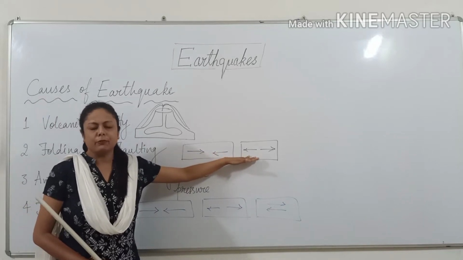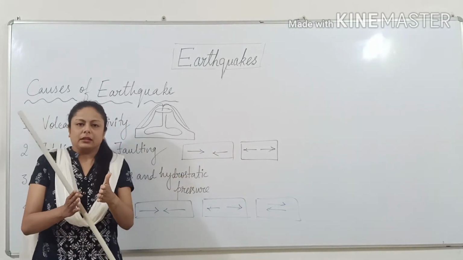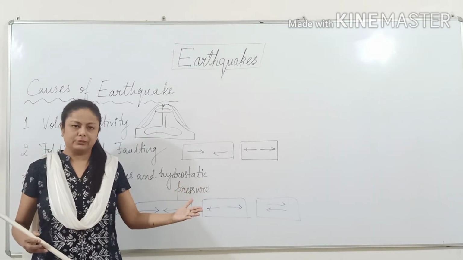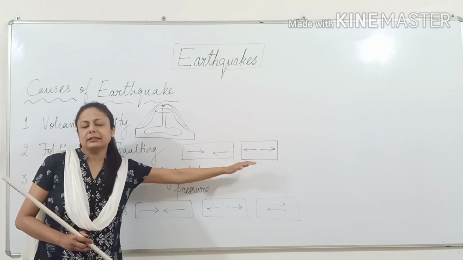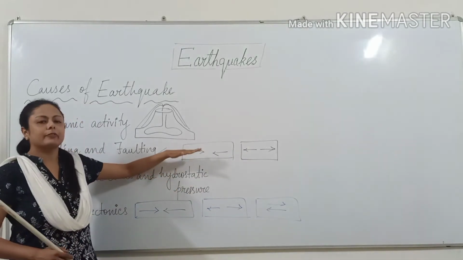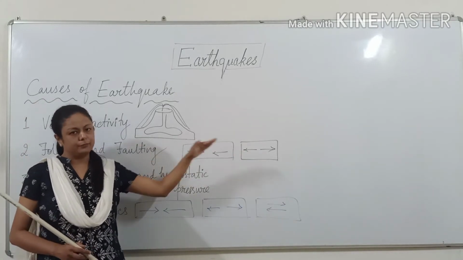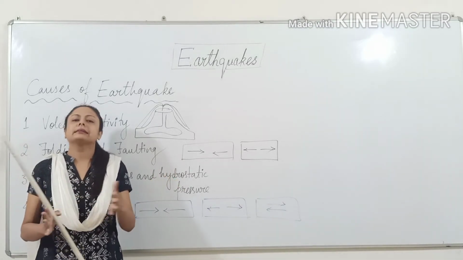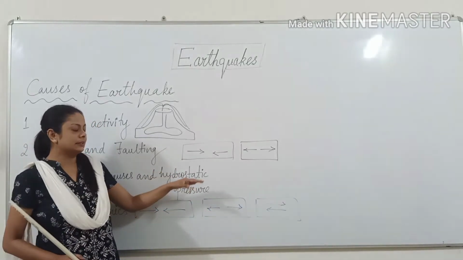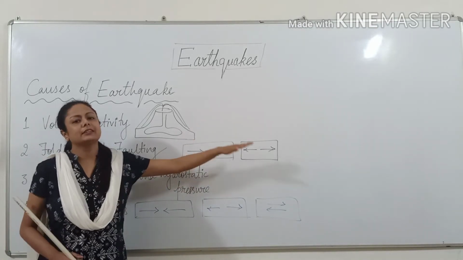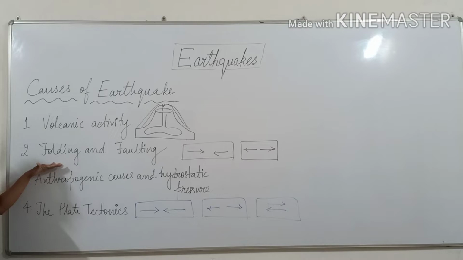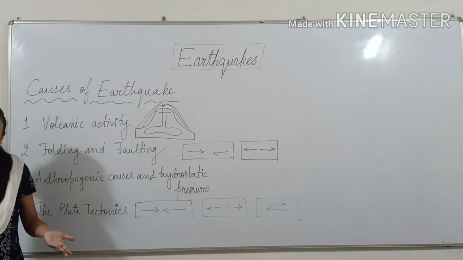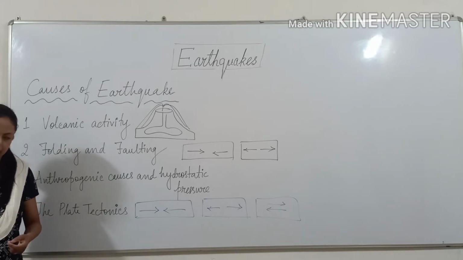In case of force of tension, when the crust gets cracked and moves apart, away from each other, the reason is force of tension. So force of compression and tension, both the forces lead to movement in the crustal part. It can be towards or away from each other. So like this, the force of compression as well as tension, which is responsible for folding and faulting, leads to earthquake, meaning movement in the crustal part of the earth.